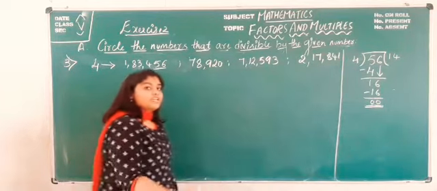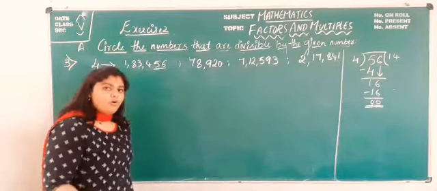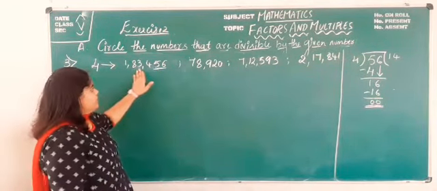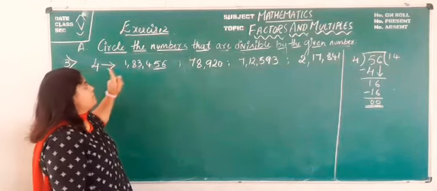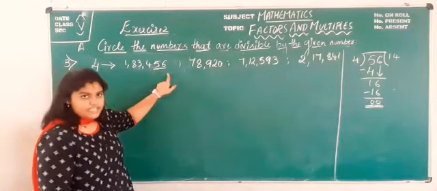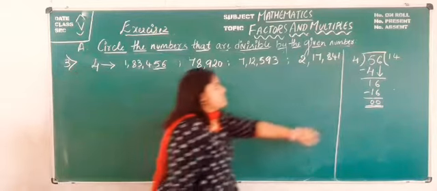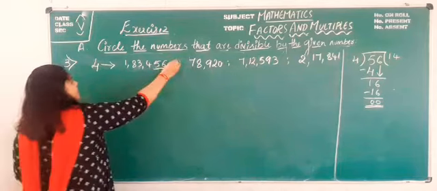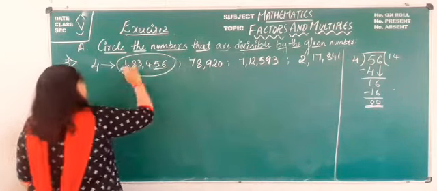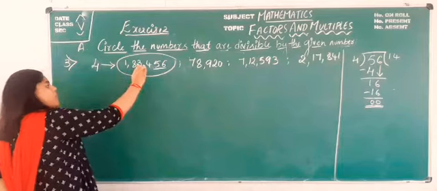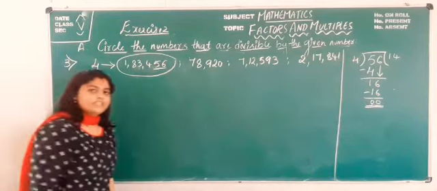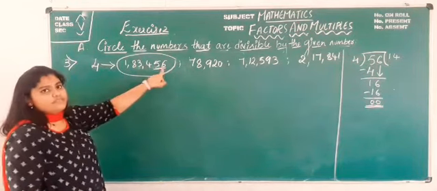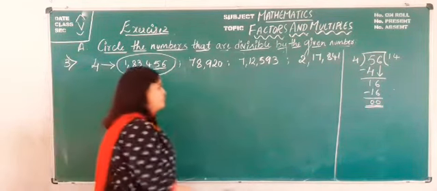So we know the rule. The given number is divisible by 4 when the last two digits of the given number are divisible by 4. In the first number, 1,83,556, the last two digits are 56, and we saw that 56 is divisible by 4. Therefore, I can circle this number, because 1,83,556 is divisible by 4.